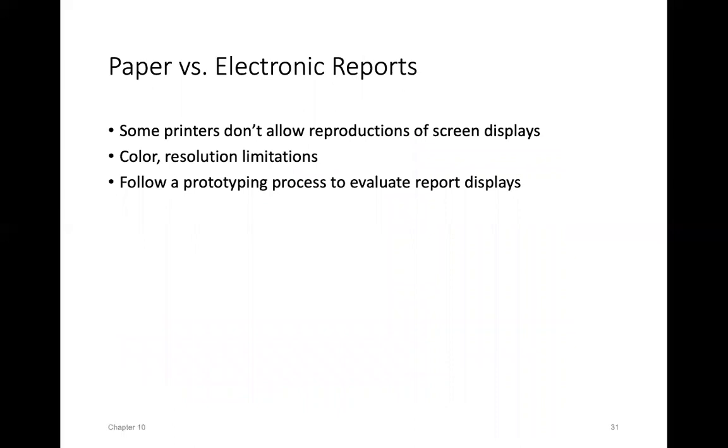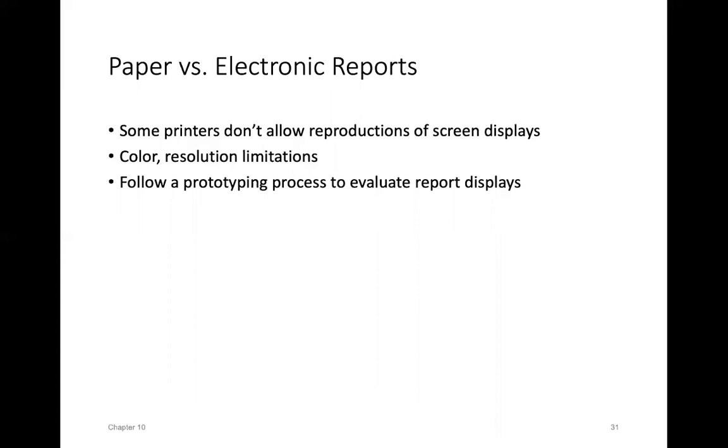What about paper and electronic reports? Well, just remember, some printers don't allow you to neatly print off screen displays, and color may be an issue. Maybe the resolution of your printer or your information system is not going to be good enough. Your display is not going to be adequately replicated when you transform from a paper to an electronic report. But again, you will follow this prototyping process to evaluate the most appropriate report displays.